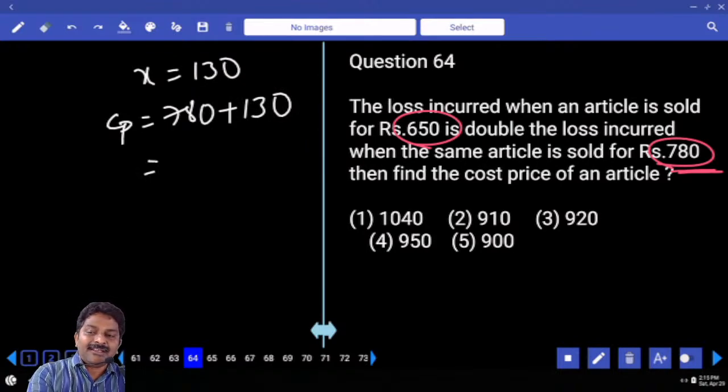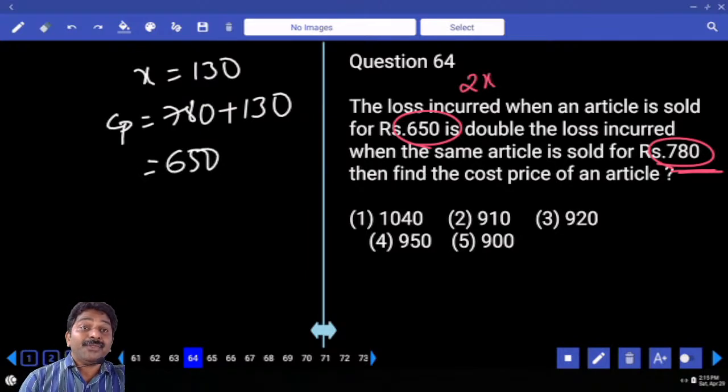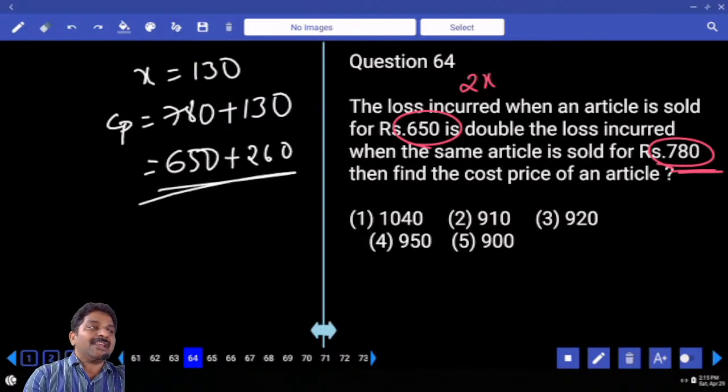Otherwise, in first case, how much is our selling price? In 650, how much loss we have? 2x loss. 2x in the sense 260 only. Even in this way also you can calculate your cost price, either from the first case or from the second case. Both ways you can calculate.